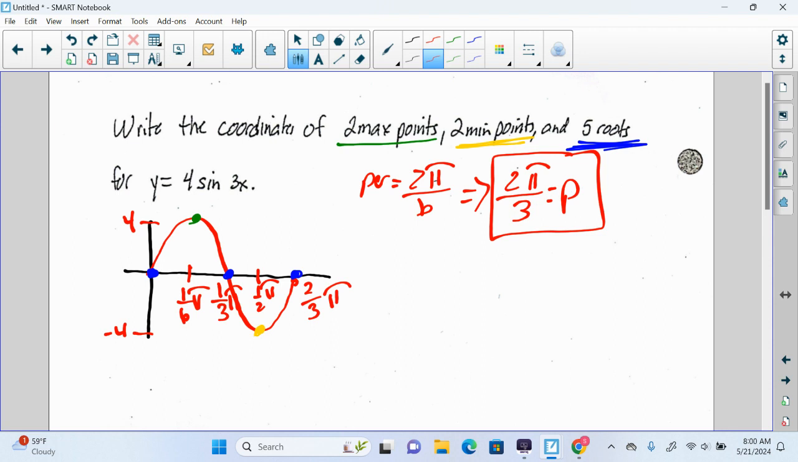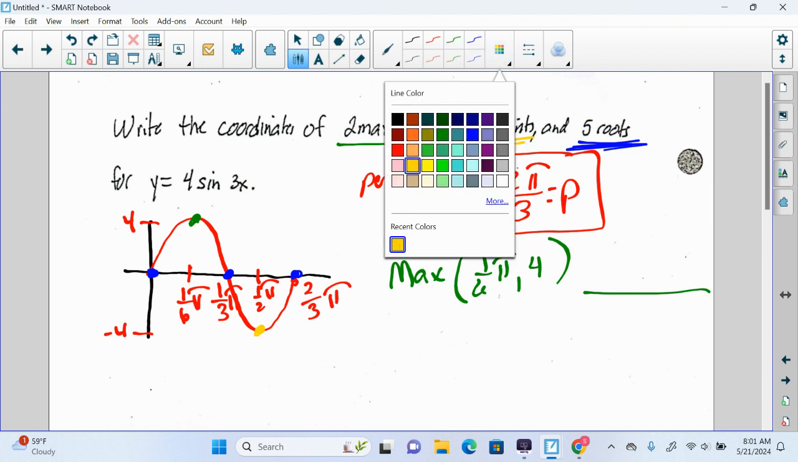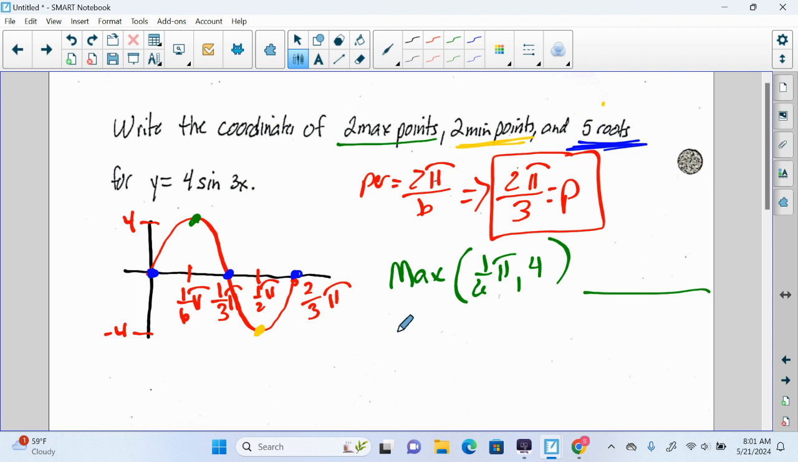Okay, so now it's just a matter of figuring this stuff out. So as far as our max points, we have one max point here. The x coordinate is 1/6. So this would be 1/6 pi, comma 4. All right, we still need another one. I'll come back to that in a minute. All right, our minimum point. We have one minimum here. That is 1/2 pi, comma -4. That's the only one we see on here. So we'll come back to that.